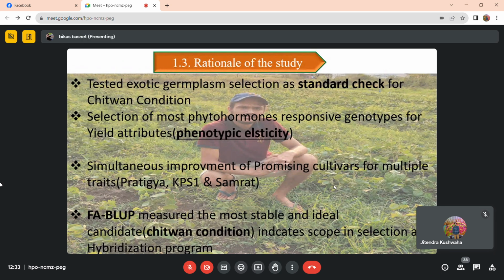And here is the term that I refer to, that is phenotype elasticity, which indicates the phytohormone responsive genotypes. Phenotype elasticity simply indicates which genotypes respond well and give the most yield to the phytohormone from the farmer's perspective. So I use the term phenotype elasticity, and here is another term, FA and block models, which measure the ideal candidate for the Chitwan conditions, and that is for scorecard selections and hybridization programs.